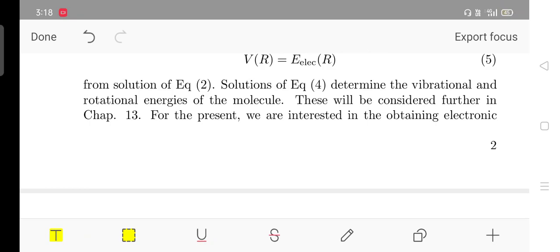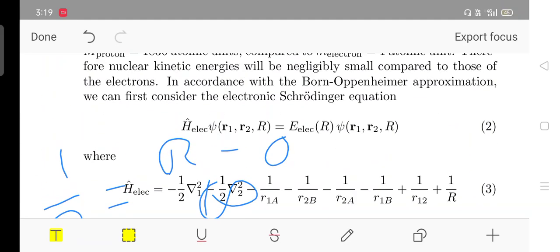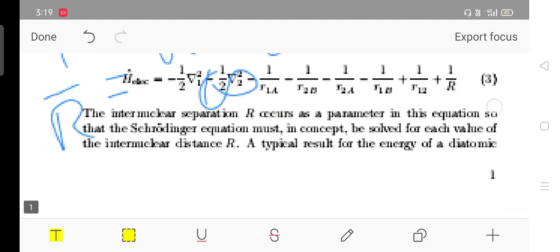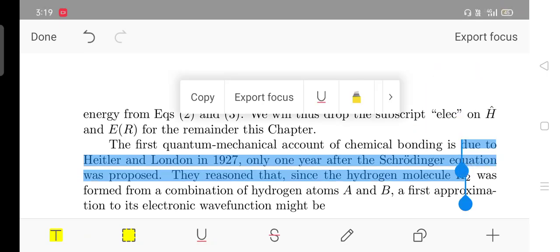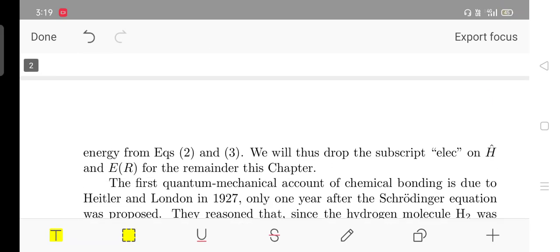These will be considered further in chapter 13. For the present, we are interested in obtaining electronic energies from equation 2.13, so we want to obtain the solution for this. We will thus drop the subscript electron on the Hamiltonian and E for the remainder of this chapter.